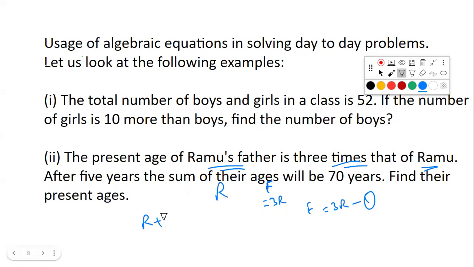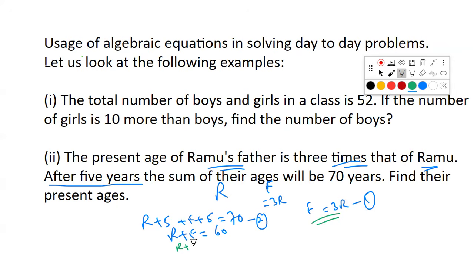After 5 years, Ramu is going to get 5 more years. This is after 5 years, not now. Similarly, father is also going to get 5 more years. The sum of their ages will be 70 years. This is equation number 2. After 5 years means you are adding 5 years and 5 years, so R plus F plus 10 is equal to 70. 70 minus 10 is 60. Now father is 3 times, so I can substitute here: 3R plus R, which means 4R is equal to 60. So R is equal to 15. When R is equal to 15, father will be 45.